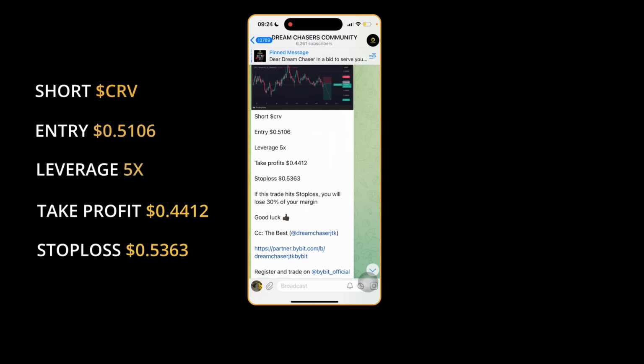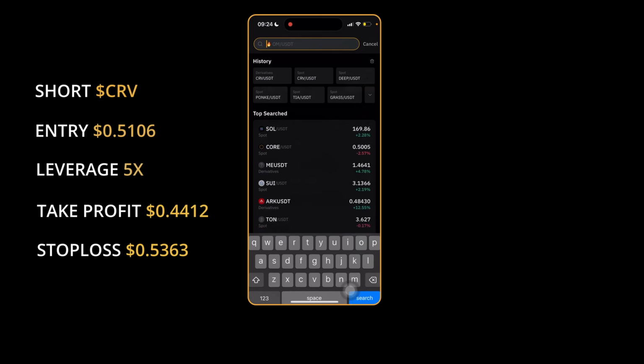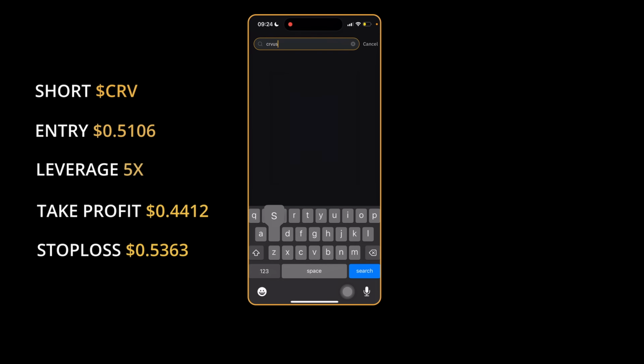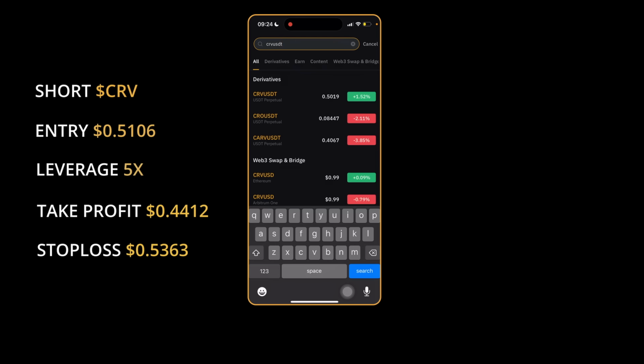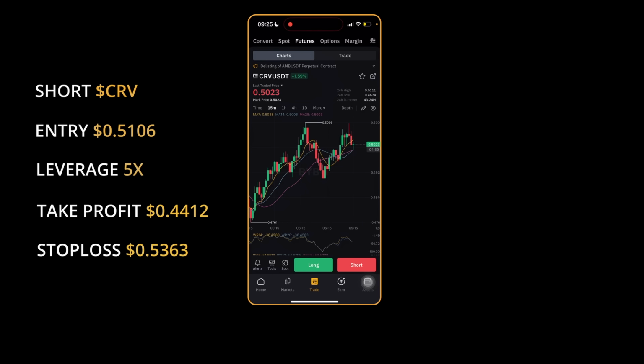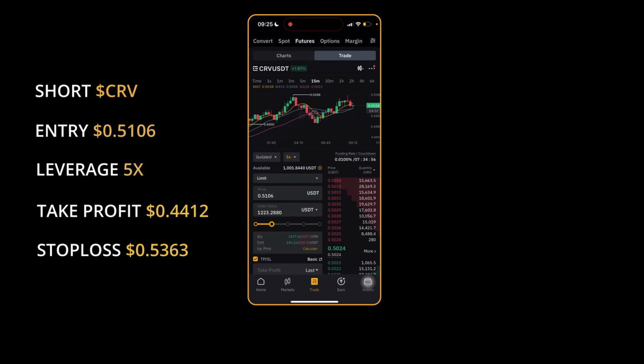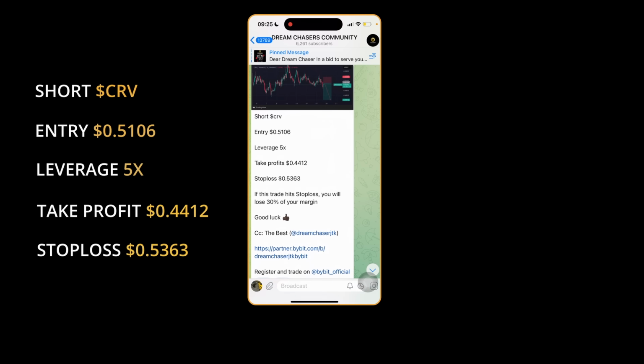So guys, I'll be showing you how to execute trading signals using Bybit. This signal shows short CRV. Search for CRV, USDT, and make sure you click on the one that has CRV USDT perpetual under it. That particular pair is for futures. So when you click on it, you click on short because that is what the signal showed us.